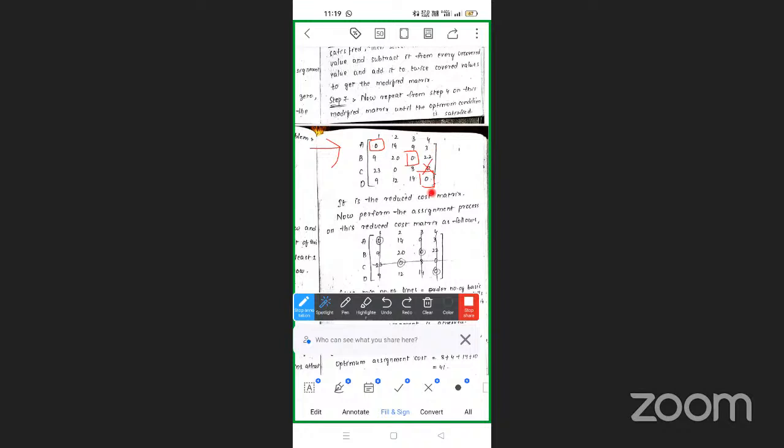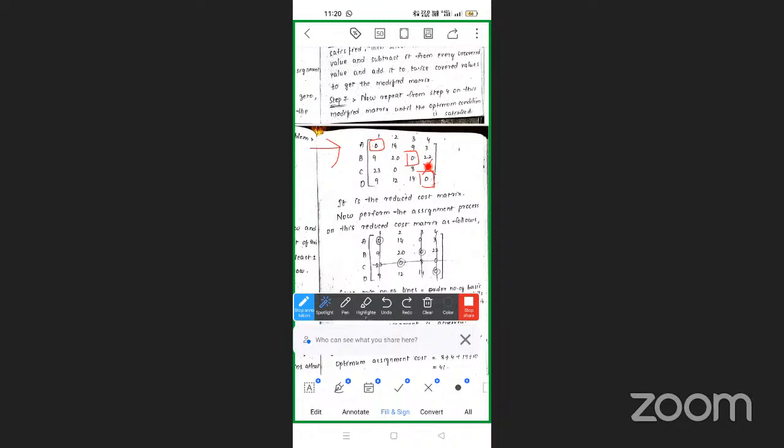First row reduction, next column reduction, next zero assignment. This is the important one. We choose row-wise. The first row has only a single zero, so mark it. The second row has only a single zero, so mark it. The third row has two zeros, so leave it and go to the next row. The fourth row has only a single zero, so mark that zero and cross out any zeros in that column. Here one zero is there, so cross it out. Row scanning is completed.